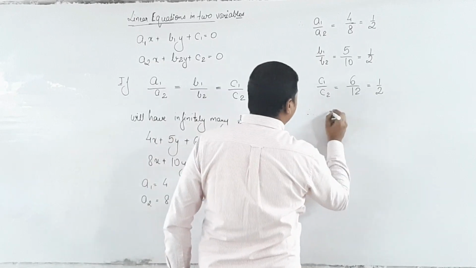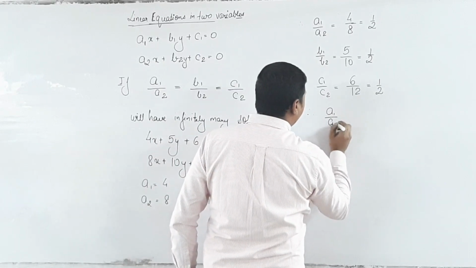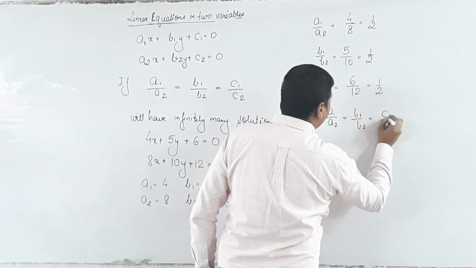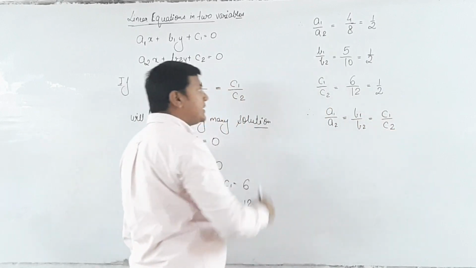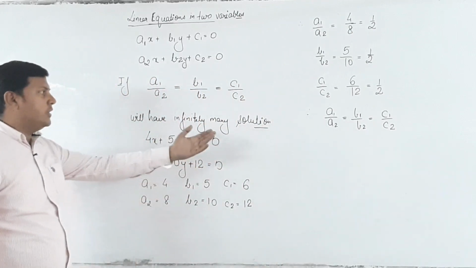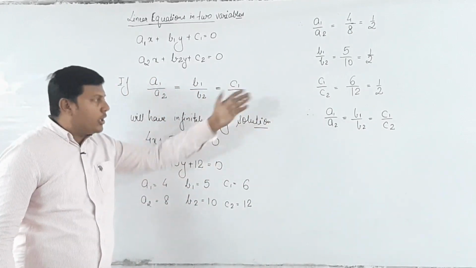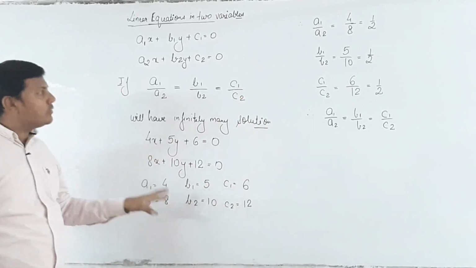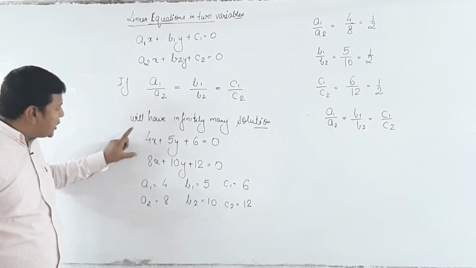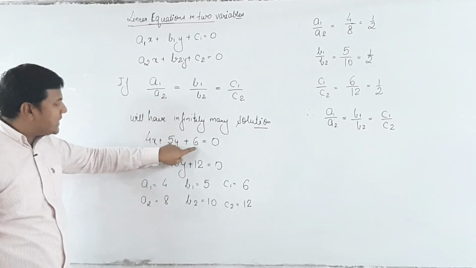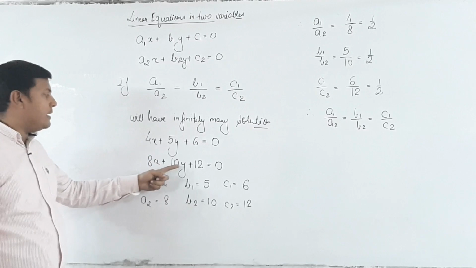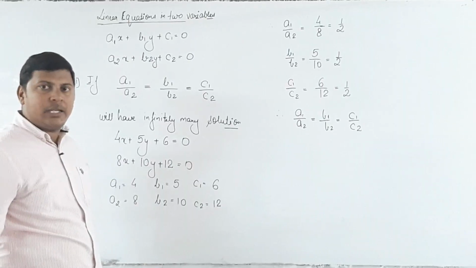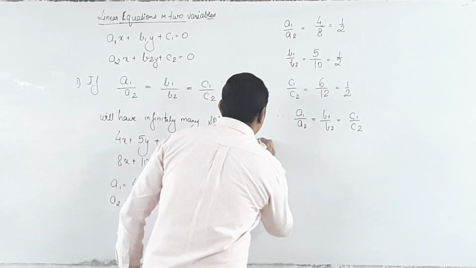So hence from the above example we get to know that a1 by a2 is equal to b1 by b2 is equal to c1 by c2. So just by checking the ratio of the coefficients a1, a2, b1, b2 and c1, c2, we conclude that the equations 4x plus 5y plus 6 is equal to 0 and 8x plus 10y plus 12 is equal to 0 have infinitely many solutions. Now, the second case.